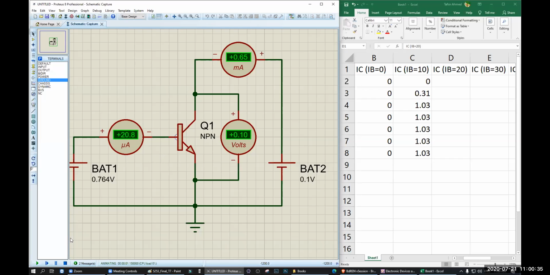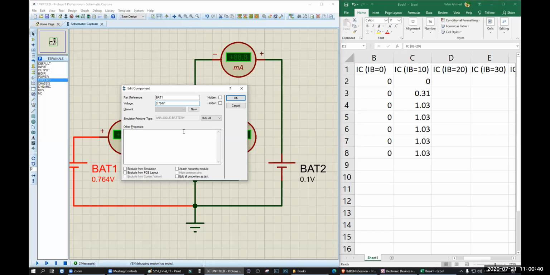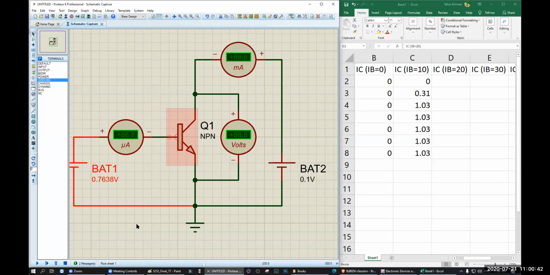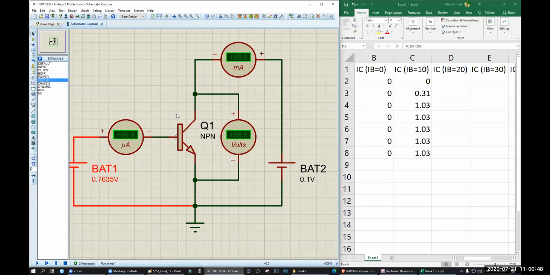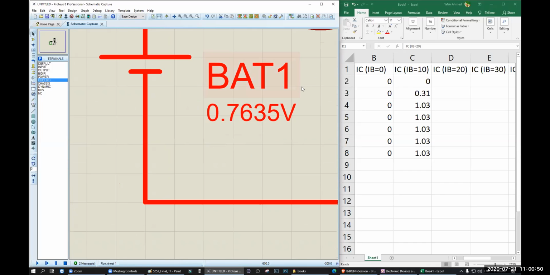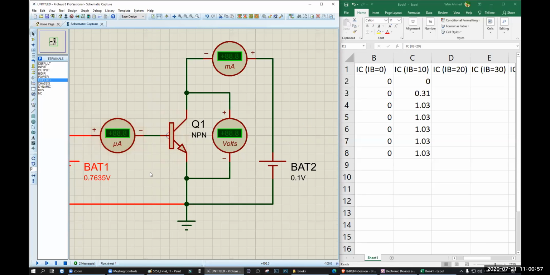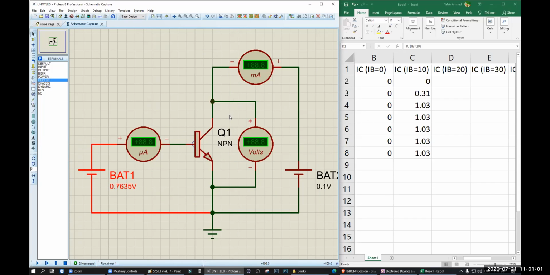Yeah, that's okay. Or if you are very precise, you can call it 3.8, maybe 3.5. See the value, the battery. You can never get this value in the lab, 0.7635, right? So that's why this is not a lab. This is not a lab or the experiment. You have to do it in the simulation.